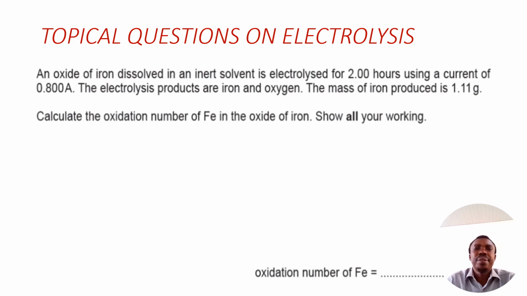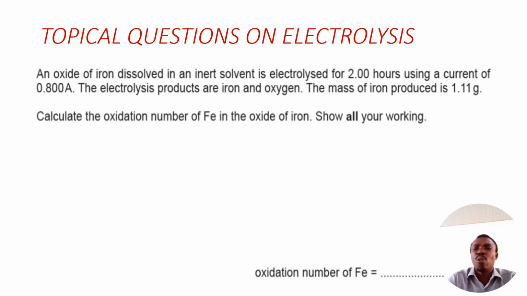An oxide of iron dissolved in an inert solvent is electrolyzed for 2 hours using a current of 0.800 ampere. The electrolysis products are iron and oxygen. The mass of iron produced is 1.11 gram. Calculate the oxidation number of iron in the oxide of iron. Show all your working. So from the question, you discover that iron is deposited.